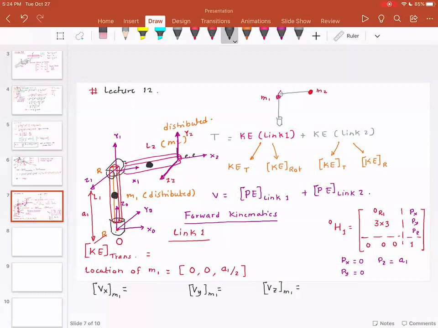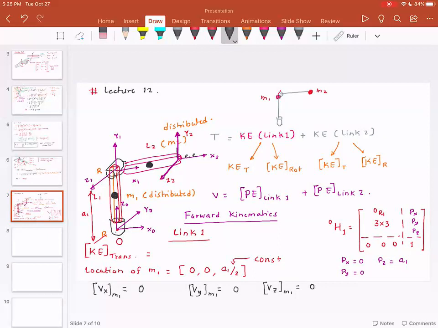So what I do is I take these expressions for location. In this particular problem, the good news is the position of mass M1 about x0 is 0, about y0 is 0, and about z0 is again A1 by 2. But please understand, A1 by 2 is a constant. So when I take the derivative, velocity x of mass M1 is 0, velocity y of M1 is 0. Since A1 is a constant, the derivative of a constant is 0. So I have all three velocities at 0.